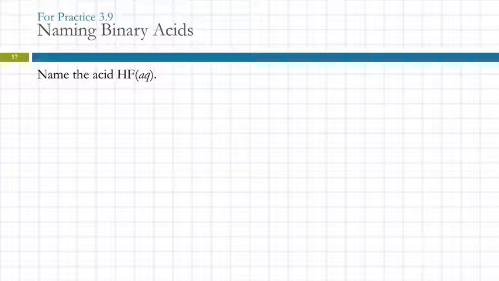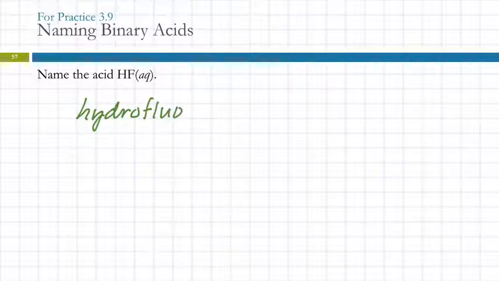So we start with the prefix hydro. That takes care of the hydrogen. And then we take the name of fluorine and change the ending to ic. So fluoric, hydrofluoric, and then the word acid. Did I already point out to you that fluorine has no flour in it?